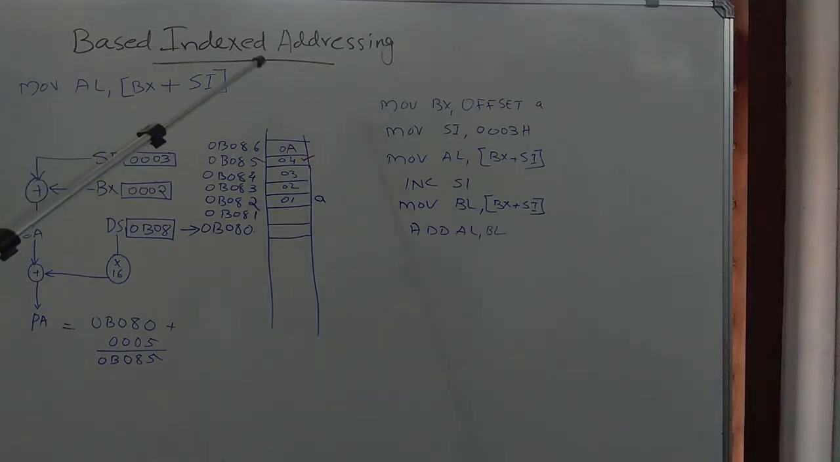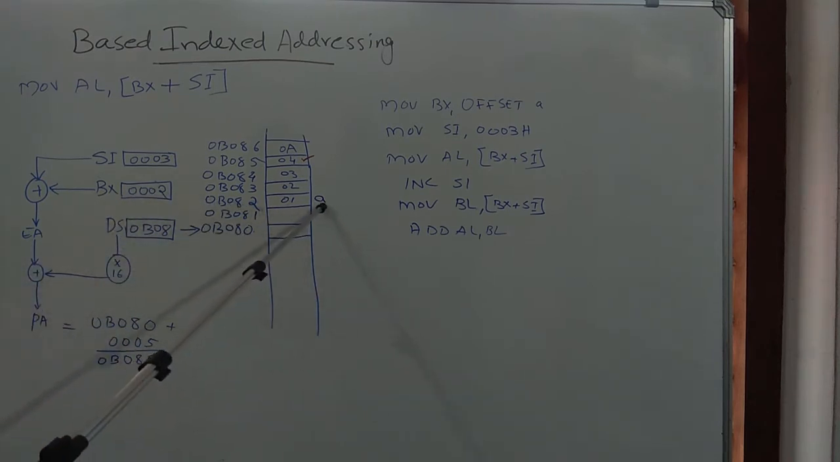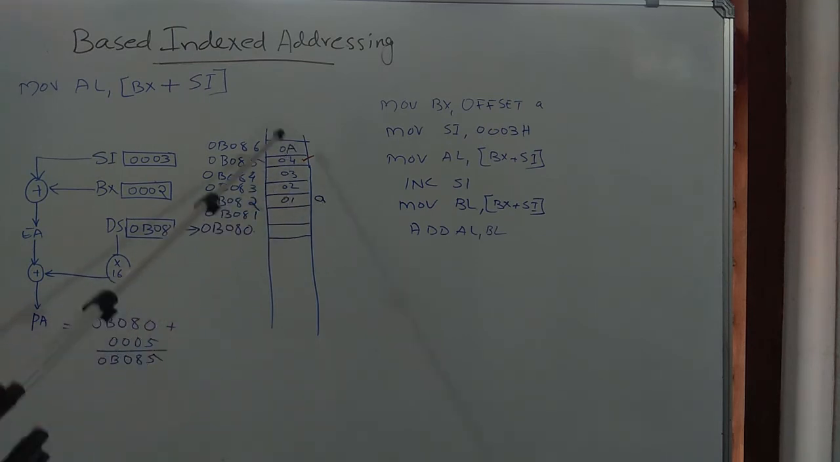This is base indexed addressing, MOV AL, [BX + SI]. You can use BX or BP, SI or DI. Here SI carries the value 0003 and BX carries 0002. This is the offset of the variable A. There is an array, and our DS register carries 0B08. The data segment starts at 0B080.